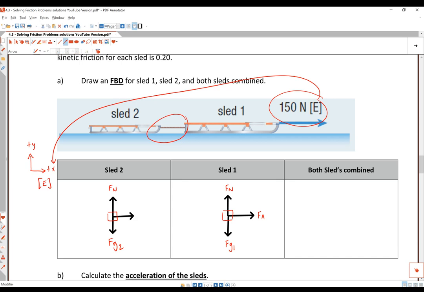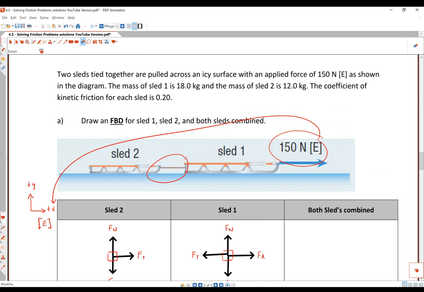Now, we also have a rope between the two objects, so there is going to be a tension force this way for sled 2, and for sled 1, because it's pulling sled 2, it's going to be in the opposite direction. So we're going to label these as FT. Now, we don't need to say FT1 or FT2 because it's the same rope that is there. So the tension force between these two is going to be the exact same. So there's going to be no difference over here for those two.